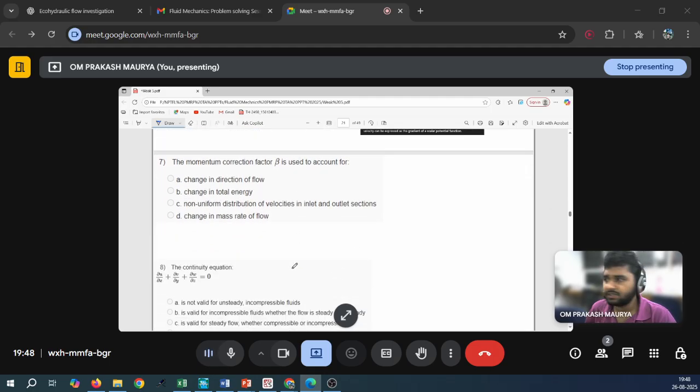Now another question is question number 7. The momentum correction factor beta is used to account for change in the direction of flow, change in total energy, non-uniform distribution of velocities in inlet and outlet sections, and change in mass rate of flow.